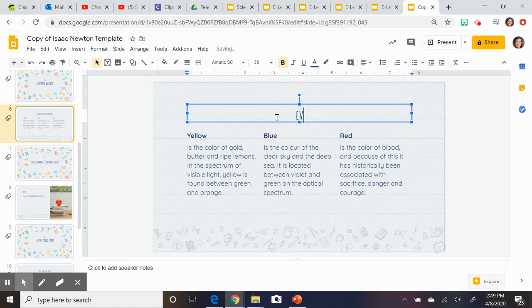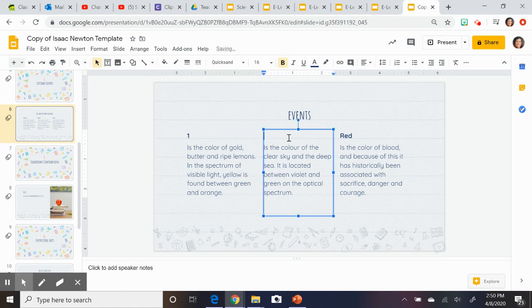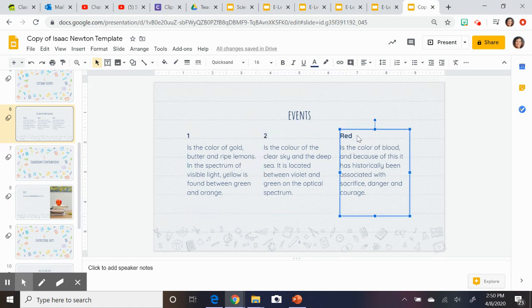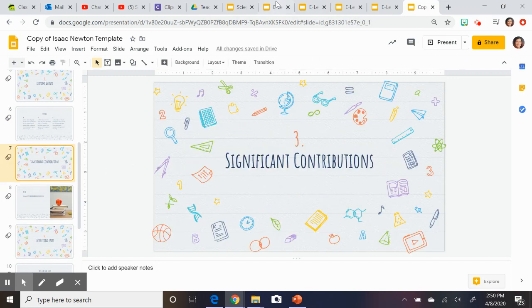accomplishments or events. Maybe I'll call it events. And then I would title this event 1, event 2, and event 3. And then I would type in all of the information about event 1, event 2, and event 3. Once I'm done with that, I'll go to the next slide, and this is his contributions.